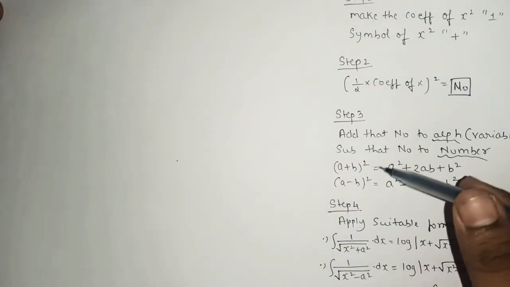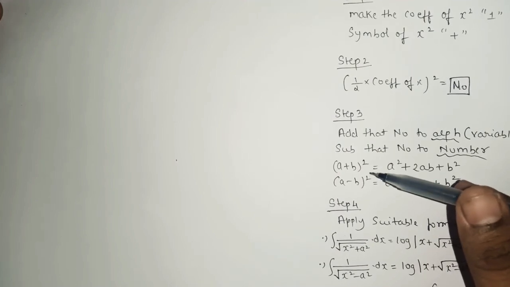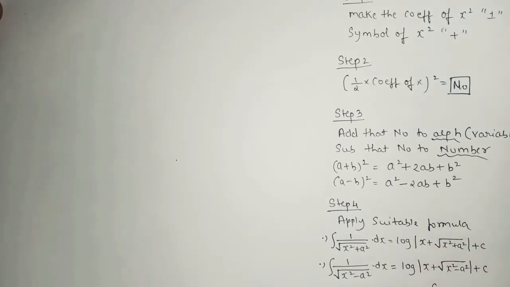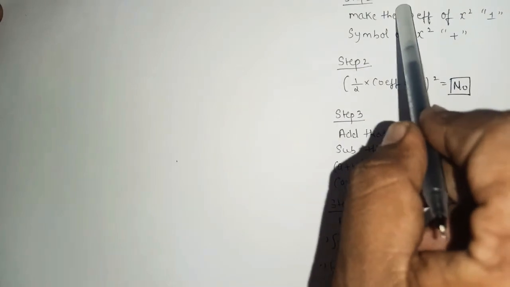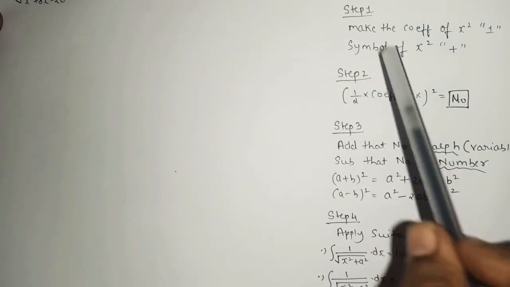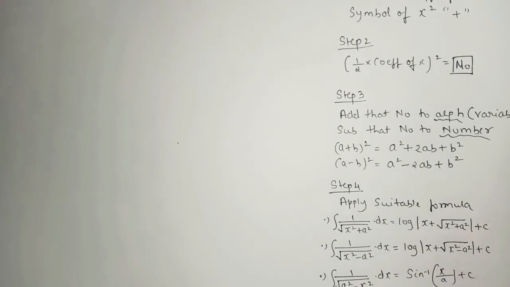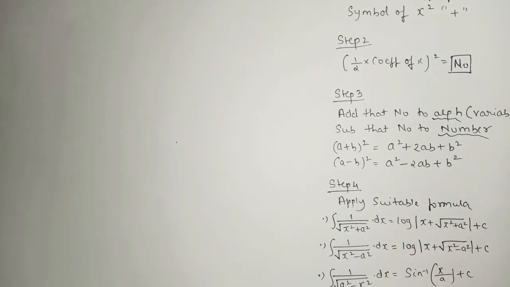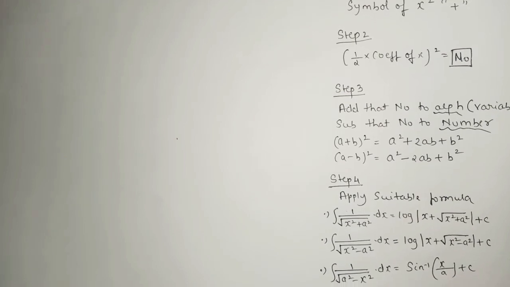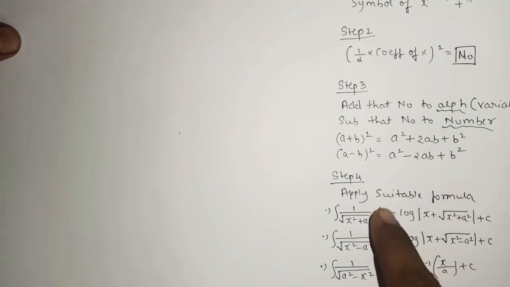Then that section will get converted into either a plus b the whole square, or a minus b the whole square. I hope you all might be knowing how to apply step number 1, 2 and 3. And what is step number 4? Simply you have to apply the suitable formula. Just check for that particular question which formula we have to apply, first, second or third.